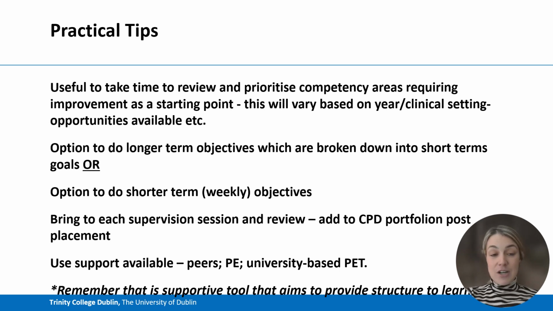Very important that this learning contract is brought to each supervision session and that it's reviewed in each supervision session to see where you're at with it, and important that the learning contract is added to the CPT portfolio following the placement. Very important to use the supports available to you, so your own peers, your practice educator, the university-based practice education team, and remember that it's a supportive tool that aims to provide structure to the student's learning.